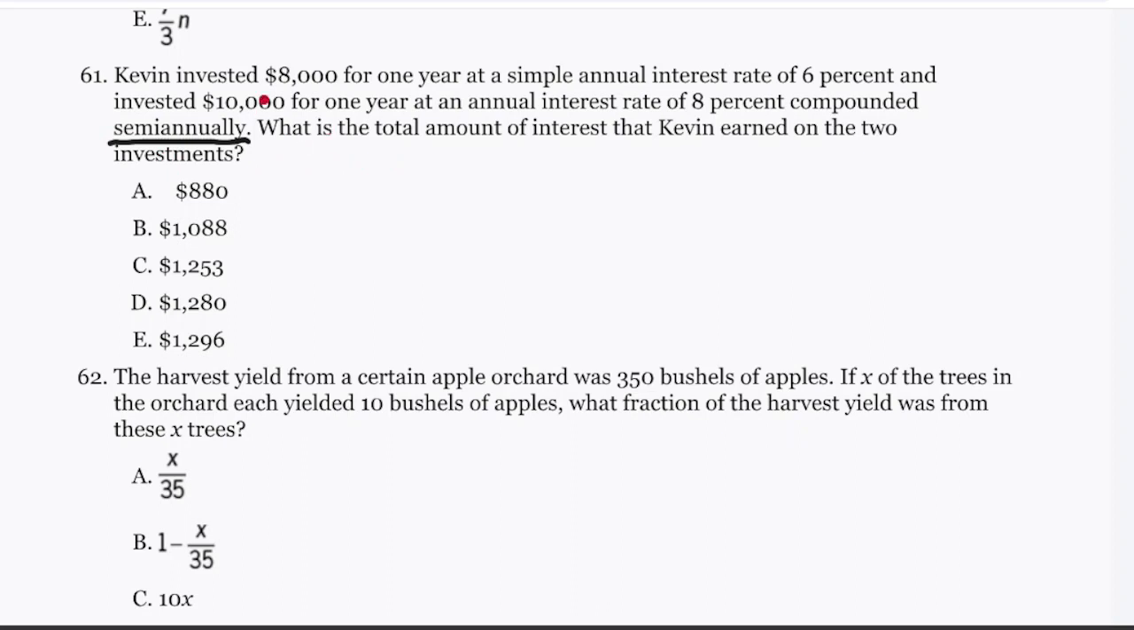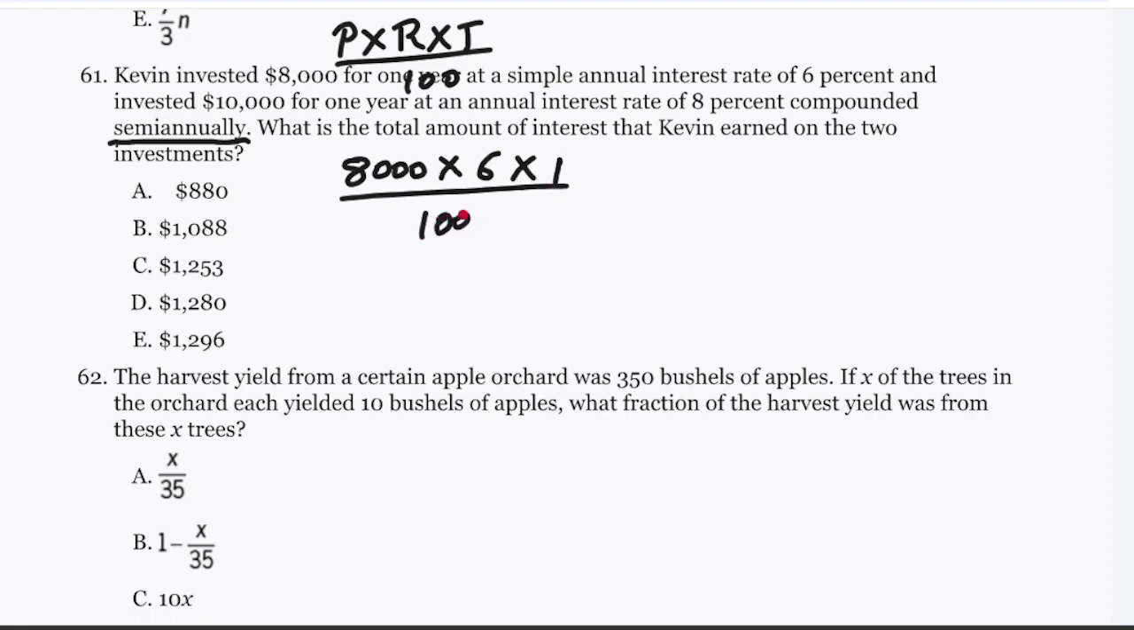Okay, so Kevin invested 8,000 for 1 year. So $8,000 principal into rate into time. That is the formula we have to find the interest. Simple interest. So principal is 8,000, simple interest is rate, T, for 1 year, that is 1, divided by 100. So from this, he earned $480. This was the formula for simple interest, so we calculated that 480.